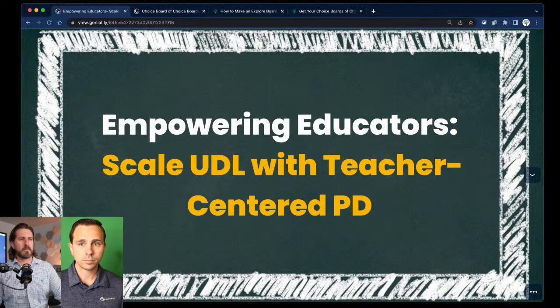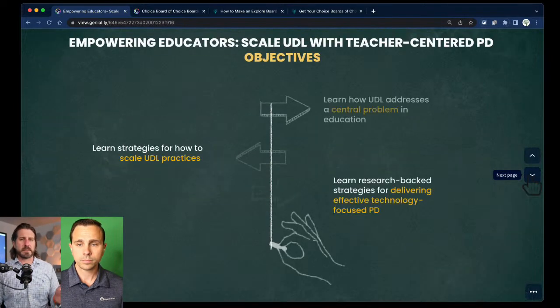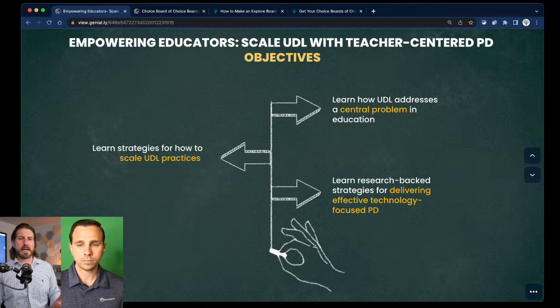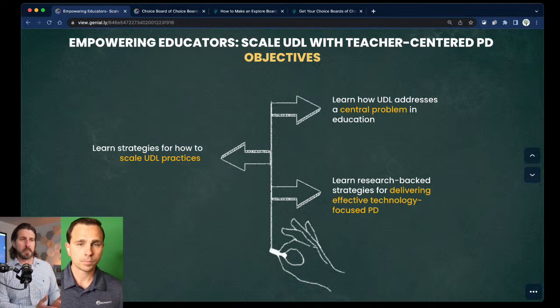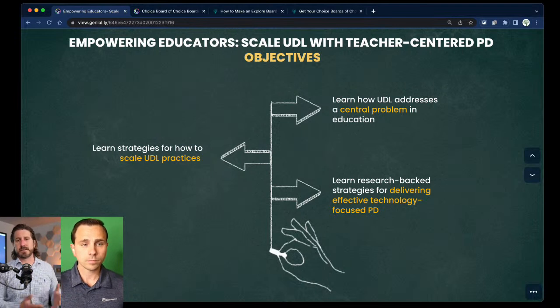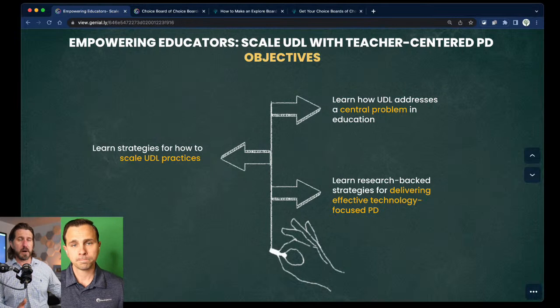So today we're going to look at a few different key objectives. We're going to start by exploring, over the course of the whole webinar, how UDL addresses a central problem in education that has existed but is, I think, getting worse. And we'll look at some very specific things that school leaders can do, any professional developer really, to scale UDL practices at their school. Essentially, that's getting more teachers to adopt these practices and potentially even winning over some folks that might be hesitant to use technology at all.